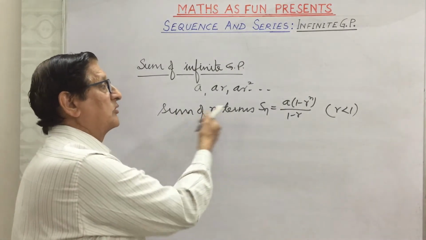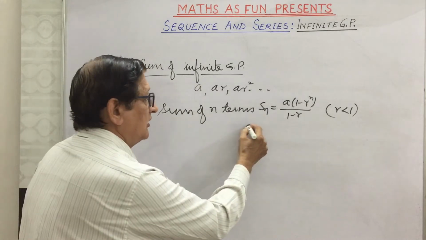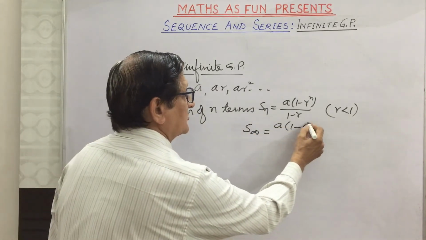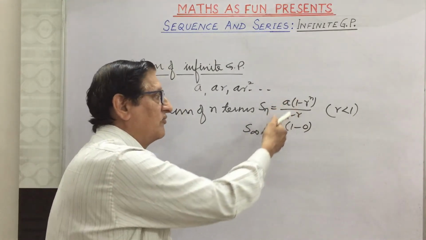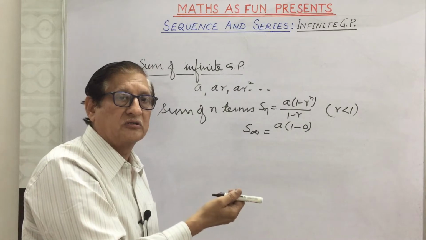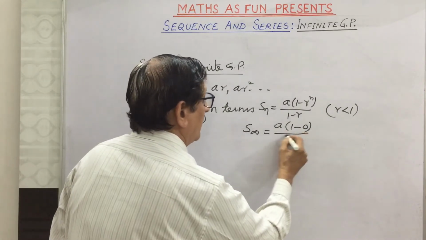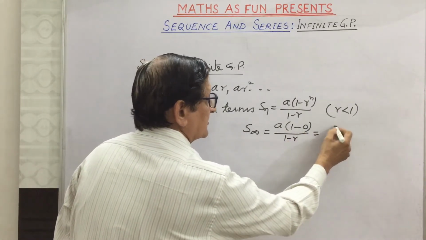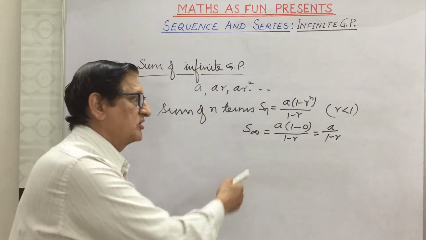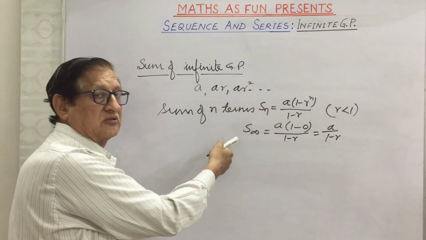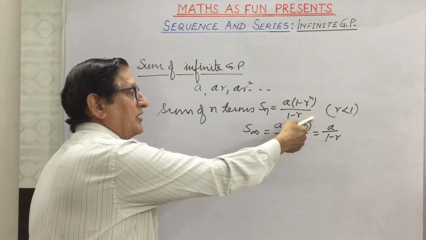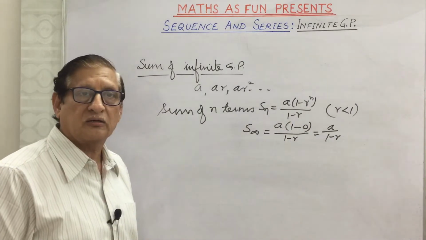In case we want to find out the sum of infinite terms here, the sum of infinite terms will be a into 1 minus 0, as I told you that r power n will be tending to 0, that is nearest to 0, or we can say negligible, upon 1 minus r. It means this comes as a upon 1 minus r. So we will be using the formula for the sum of infinite terms of a GP where r is less than 1, which is a upon 1 minus r.